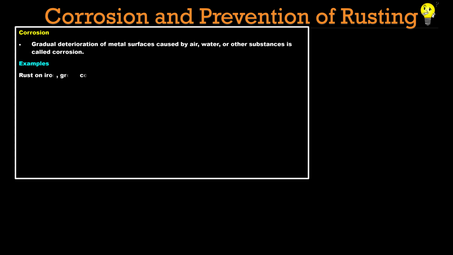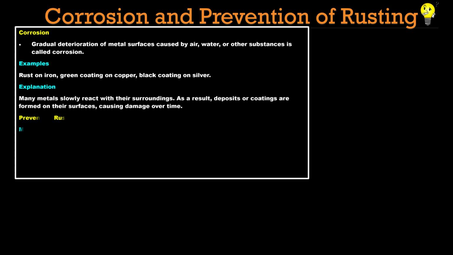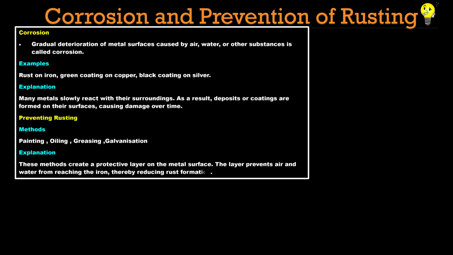Until now, we have learned about rust and rusting, but rusting is actually a special type of larger process called corrosion. Corrosion is the gradual deterioration of metal surfaces caused by air, water, or other substances present in the surroundings. Many metals slowly react with the environment around them. As a result, different kinds of deposits or coatings form on their surfaces, causing damage over time.